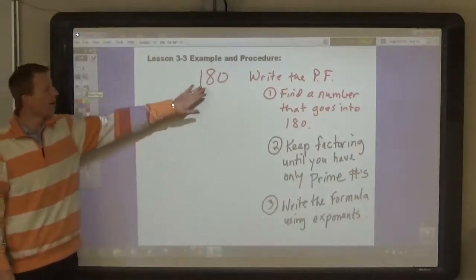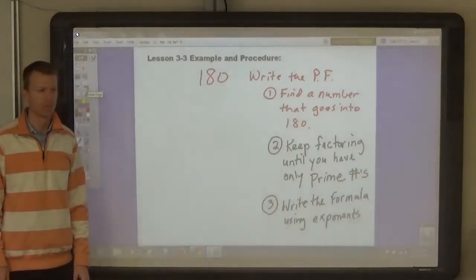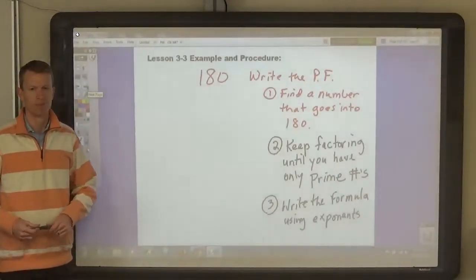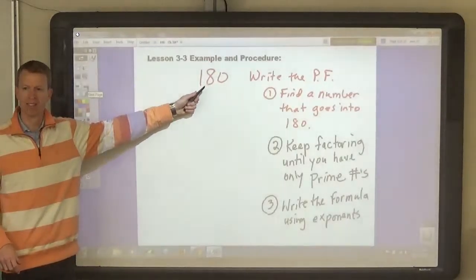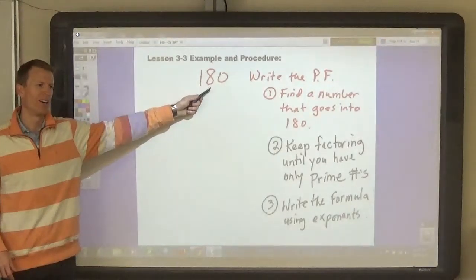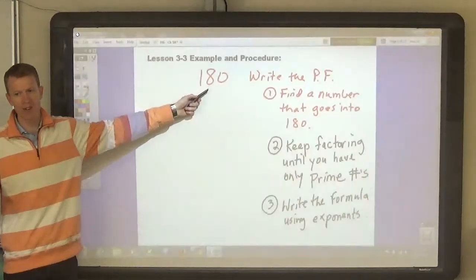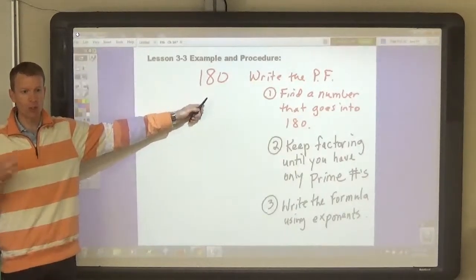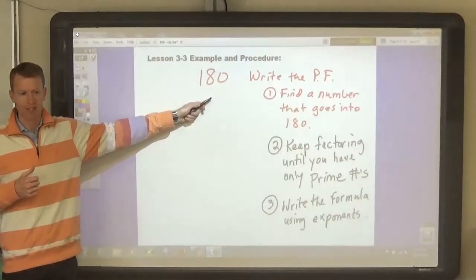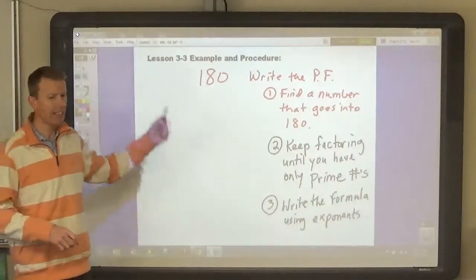Let's start with the number 180. Is 180 prime? No. It ends in a 0, so we know 10 goes into it. It's even, so we know 2 goes into it. And 5 goes into it. 18 goes into it.